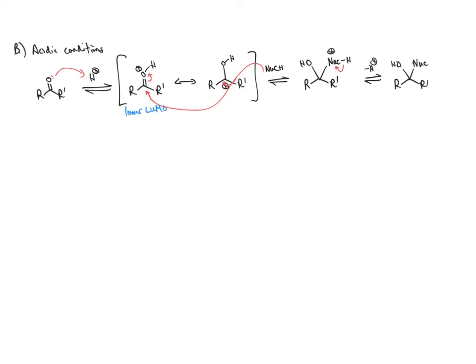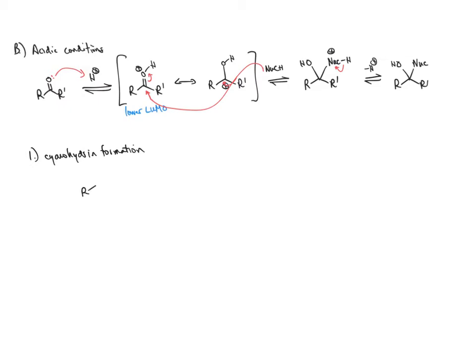The first is the cyanohydrin formation. The second is the gem-diol formation, and then the third is the acetal formation. So we're going to go over the first two in this lecture. So let's talk about first the cyanohydrin formation reaction. So what is a cyanohydrin?